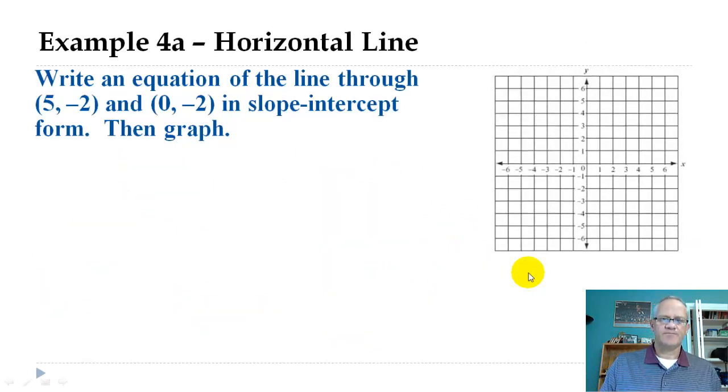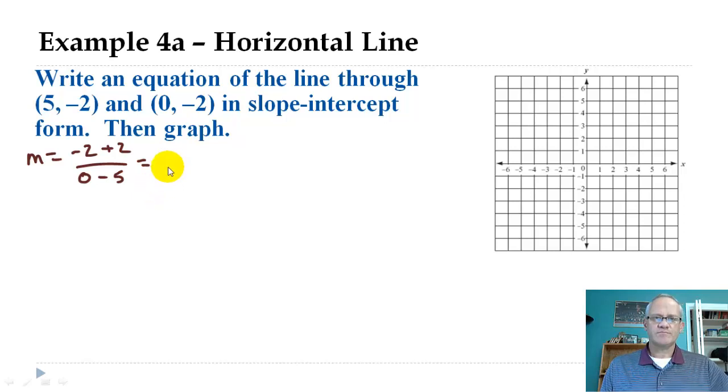All right, horizontal line. So we want to write an equation. We have 2 points. Okay, so you should at this point be saying, oh, 2 points, let's find the slope. So for slope, we're going to take the second y, y2 minus y1 over x2 minus x1. And so we say, well, this is going to be 0 over a -5. So we talked about this before. That means our slope is 0. Okay? So our slope is 0.